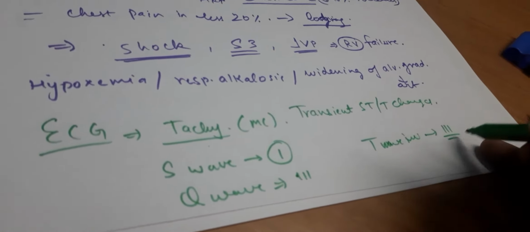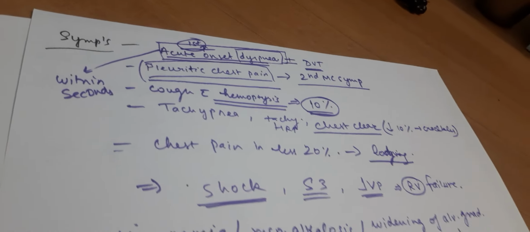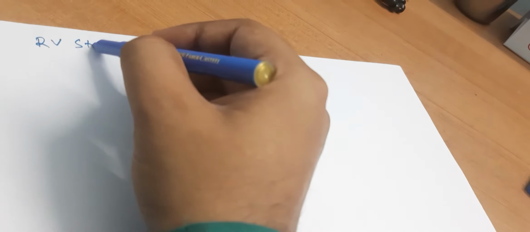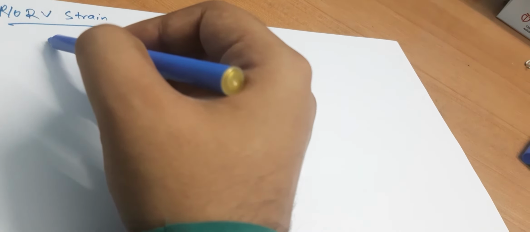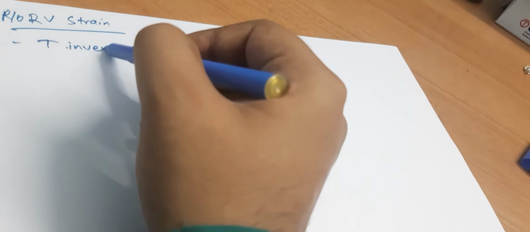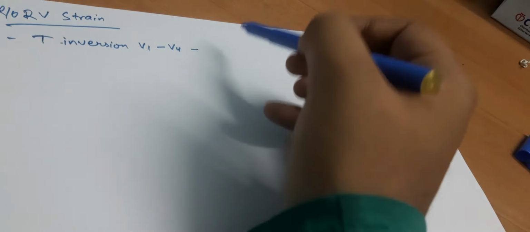Okay, now we have to rule out certain possibilities. What we have to rule out is RV strain. If there is any right ventricular strain, you have to rule out. Or we can see one more important thing which we have to estimate: if there is a T wave inversion from V1 to V4 in the ECG, then there is a bad prognosis. All right.